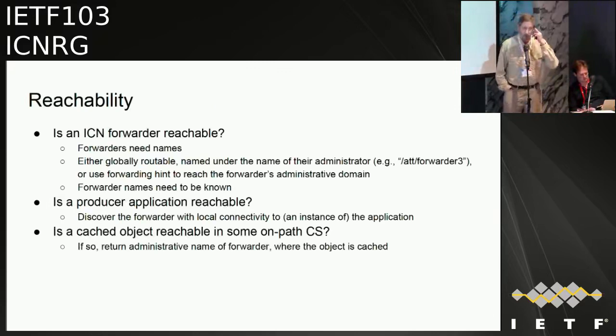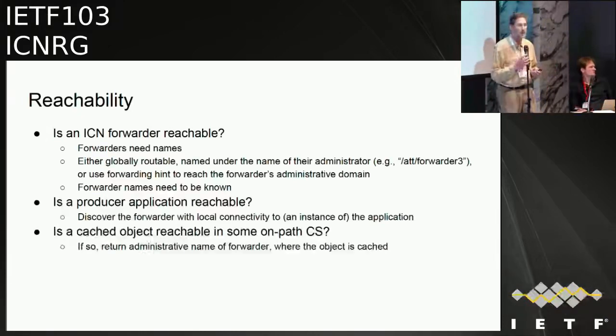So one of the things we note here is that if you want to talk about the forwarder, since we're in a routing by name environment for ICN, you need to give names to the things you want to route to. So in this case, we're not necessarily interested just in getting to application objects, but we need to talk about the forwarders, which means forwarders need names.